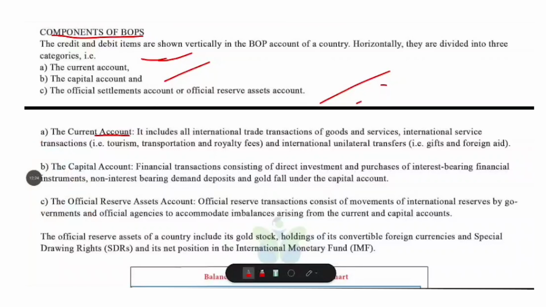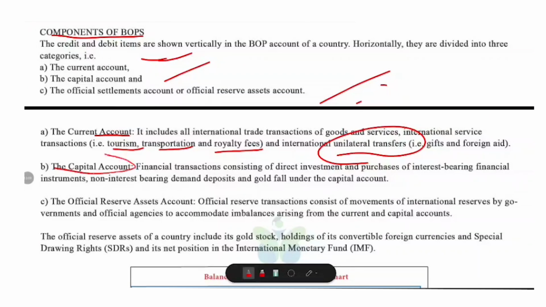So the first one, current account. This account records all international trade in goods and services. It also includes international service transactions like tourism, transportation, royalty fees, licensing fees and so on. And additionally, unilateral transfers such as foreign aid or gifts are also included. For example, if India exports cars to Germany, it is recorded as a credit in the current account, and if it pays for importing machinery, it is a debit. So that's about current account.